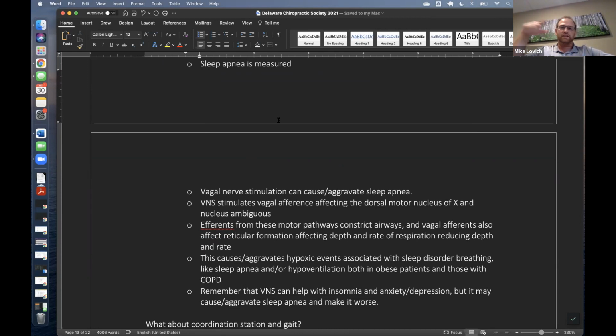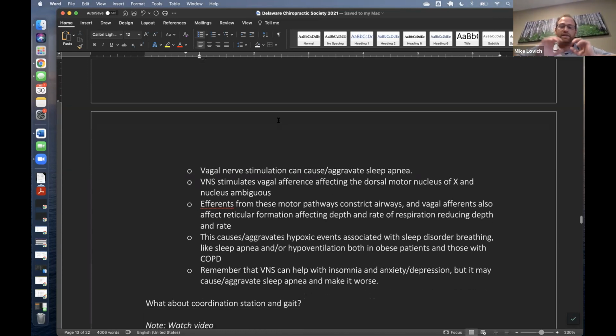Levator veli palatini is what you're looking for in the throat when you're shining the light there and having them go ah. You're also looking at what goes into cranial nerve 10, what areas fire into the dorsal motor nucleus of 10. Smell goes directly into that area on the ipsilateral side, so you can correlate that to see if there's something going on specifically with the dorsal motor nucleus. Efferents from the dorsal motor nucleus of 10 and nucleus ambiguus constrict the airways.